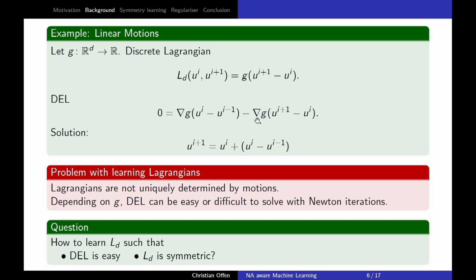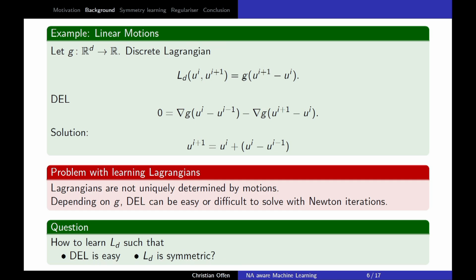This is great, but this also means that the discrete Lagrangian is not at all determined by the motions. If we now just parameterize the discrete Lagrangian by a neural network and then try to make it fit, then it really depends which one we pick, whether the discrete Euler-Lagrange equations are easy to solve or not. In the worst case, you just learn a constant Lagrangian, which is compatible with any dynamical system, but of course then you can't solve the discrete Euler-Lagrange equations.